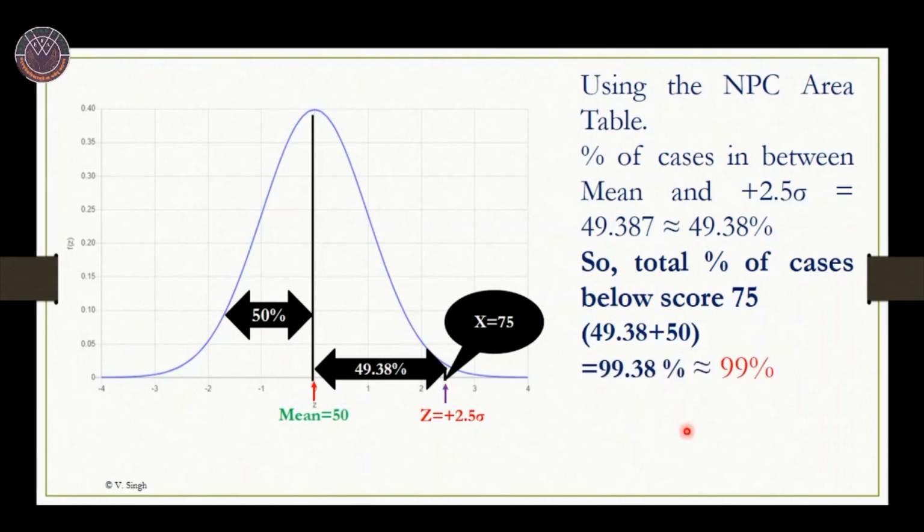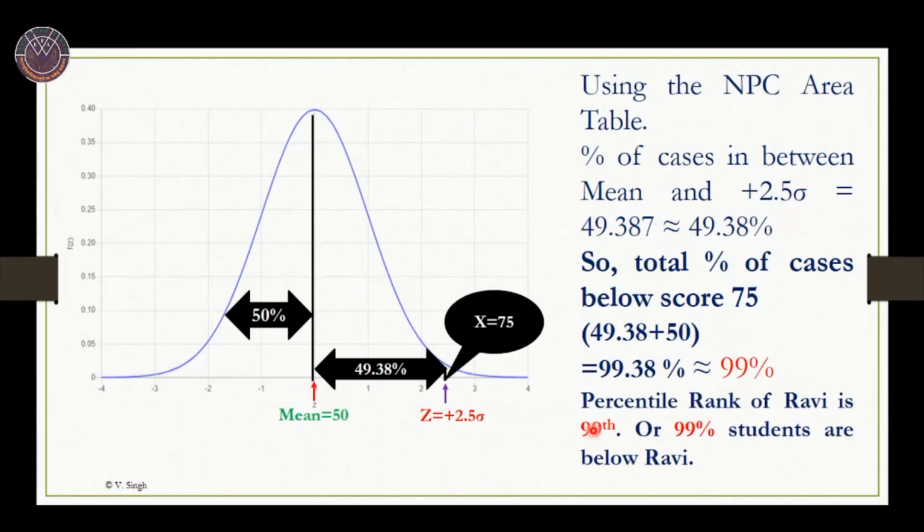So in total, 99.38% or 99%. So the percentile rank of Ravi is 99th, or we can say 99% of students are below Ravi. In this way we have solved this problem. The percentile rank of Ravi is 99.